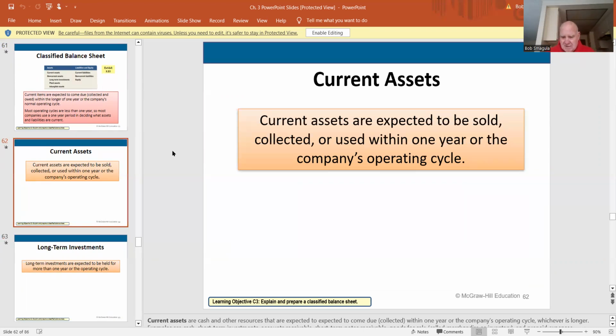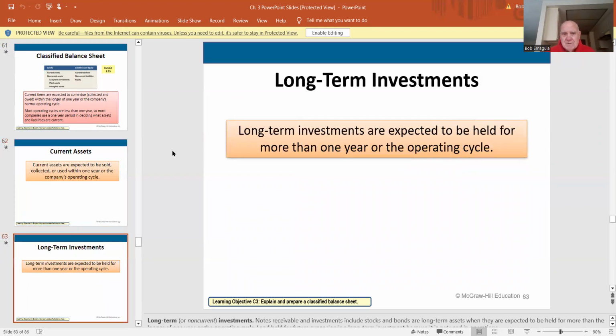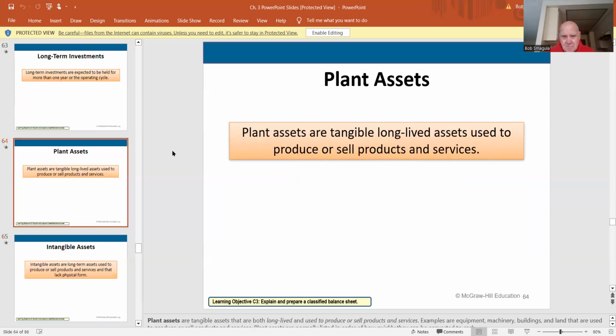A non-current asset, a long-term investment, would be not a current asset. It would have its own categories. A long-term investment is expected to be held for more than 1 year or the operating cycle. Perhaps we bought a block of stock in another company, or we bought a bond, a 3-year bond, a 5-year bond. That would be a long-term investment.